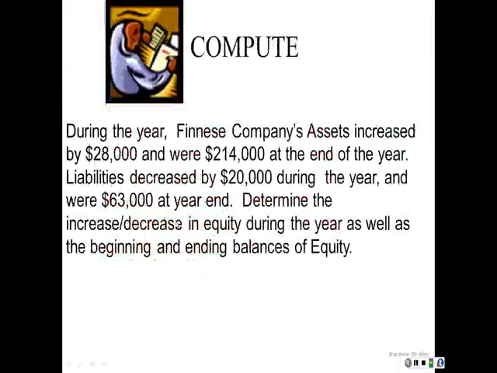Here I just have a simple problem for you to do using the accounting equation, and it's really more maths than anything else. They've told us that during the year, Finesse Company's assets increased by 28,000 and were 214,000 at the end of the year. Liabilities decreased by 20,000 during the year and were 63,000 at the year end. And we have to determine the increase or decrease in equity during the year, as well as the beginning and ending balances of equity. So really, we are given some information about assets, some information about liabilities, and nothing about equity, and we have to determine equity.